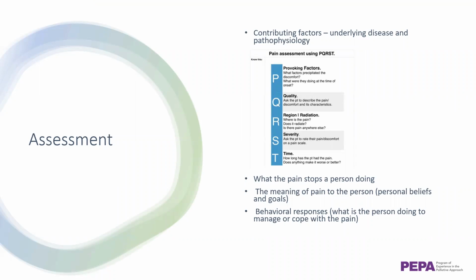Here we have a commonly used pain assessment tool, the PQRST tool. You have here P, which is provoking factors. So what makes the pain worse? What were you doing when the pain started? Quality, so a description of the pain and its characteristics. Region and radiation. Where is the pain and does it go anywhere else? The severity. This may well be recorded on a pain scale. We will talk about pain scales in more detail shortly.